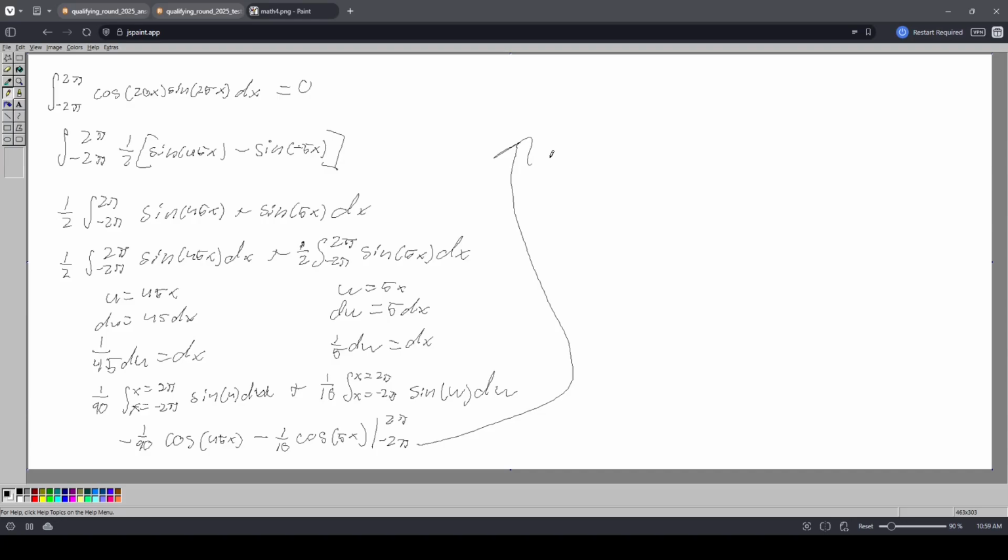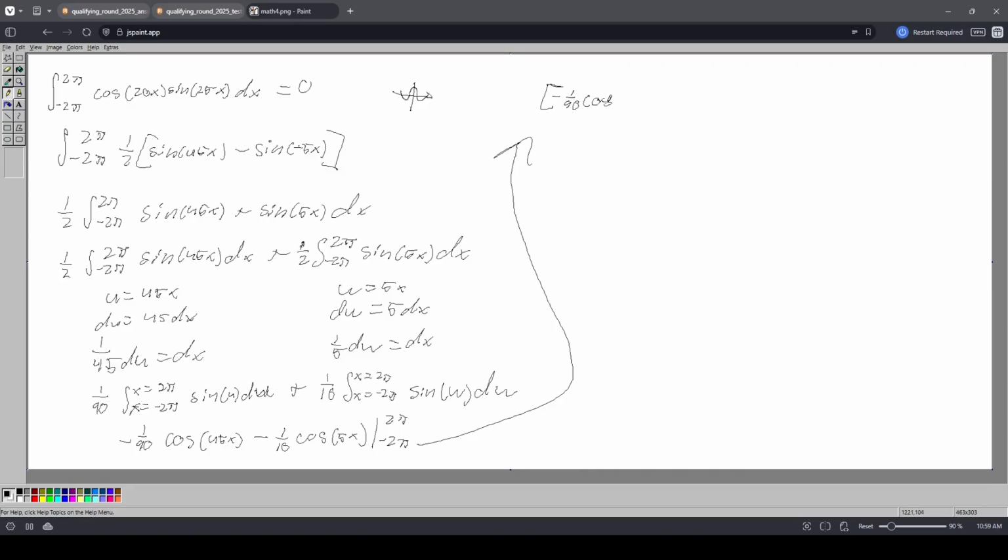Now, if you know your even odd identities, you'll go, hey, cosine, if it has a negative inside, it doesn't matter. It's going to be the same, right? Because cosine is like this. It's symmetrical. The negative value is going to be the same as the positive value at the same spot, right? Which is going to give away how this is going to go. But let's just continue working through it.